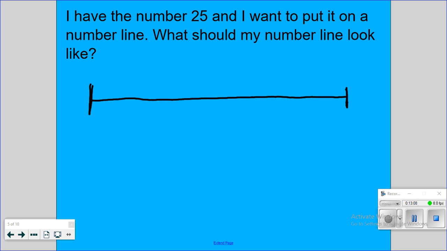Try your best. Let's pretend I want to put 25 right here. There's where I'm putting 25. Putting a number on the number line is easy peasy. I just plop it down wherever I want. But what about the other numbers?